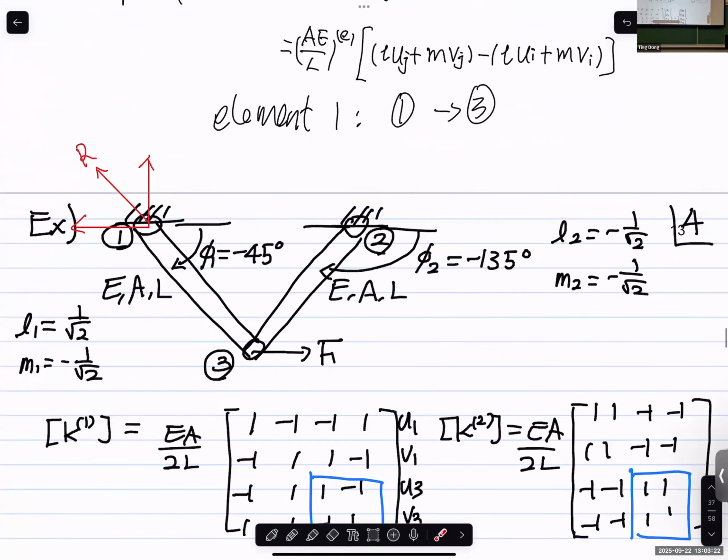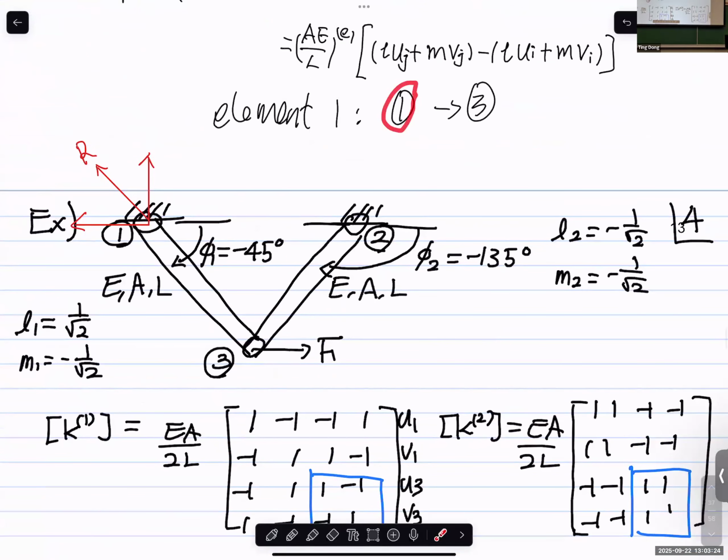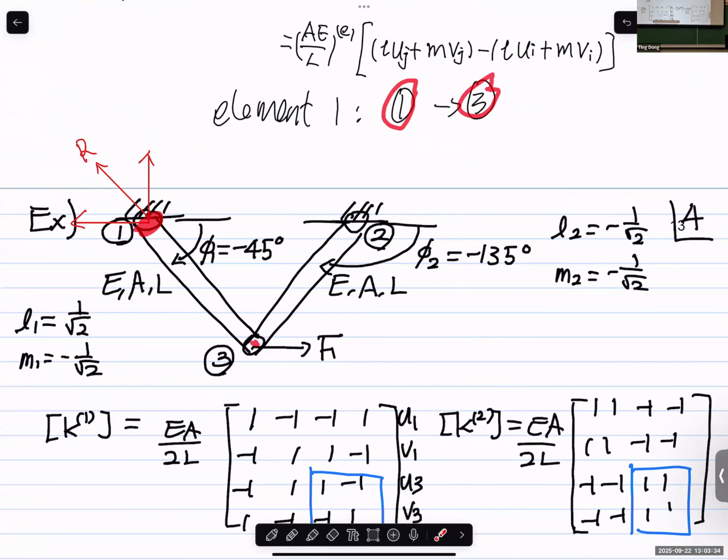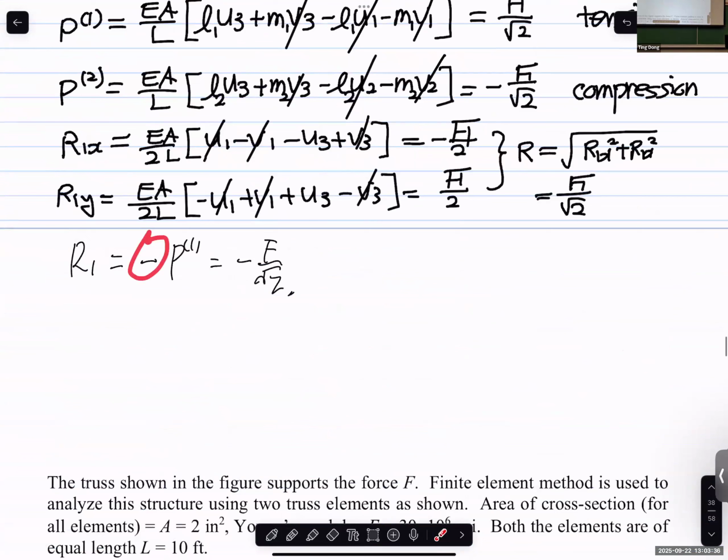Based on our definition, we define node 1 to node 3. So 1 is the first node, which is node I in that conceptual part. Node 3, the second node, node J, right? So the reaction for the boundary condition is at the first node. That's why we added the negative sign.